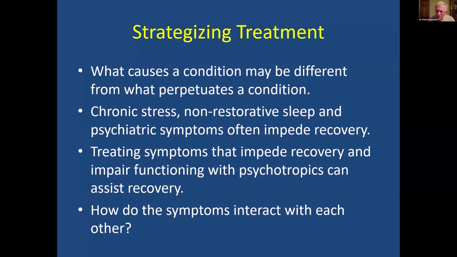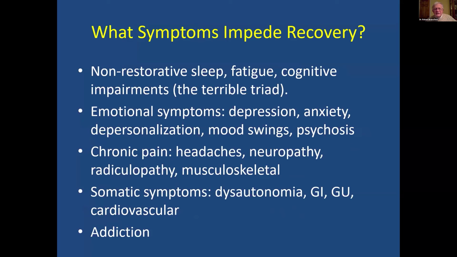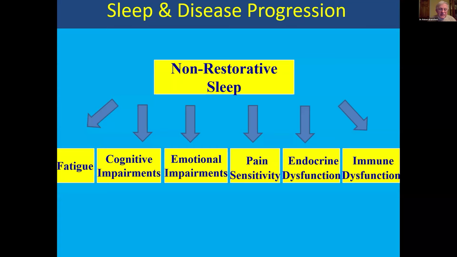So I sit down with a patient and say, if I could help only one symptom, what would we go for first, second, third? You strategize, and then you keep rearranging that order. That has a lot to do with what treatment you give for what symptoms. Non-restorative sleep, fatigue, and cognitive impairments are often high on the list. Depression, anxiety, depersonalization, mood swings, chronic pain, somatic symptoms, and substance abuse can also be up there.